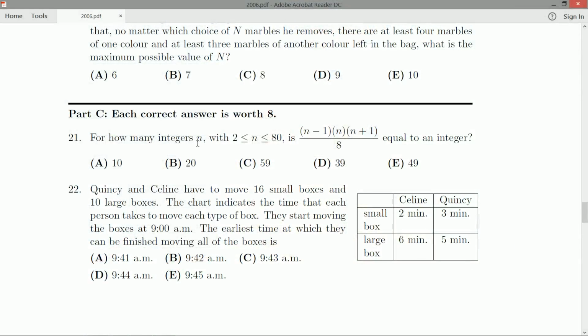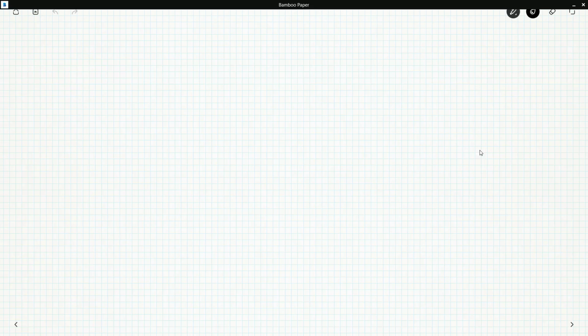For how many integers n, with n between 2 and 80 inclusive, is (n minus 1) times n times (n plus 1), all over 8, equal to an integer? Okay. So, how do we get the top expression divided by 8 equal to an integer? Well, I've seen questions like this in the past, and we'll motivate it a little better by trying some numbers out. Does 2 work?